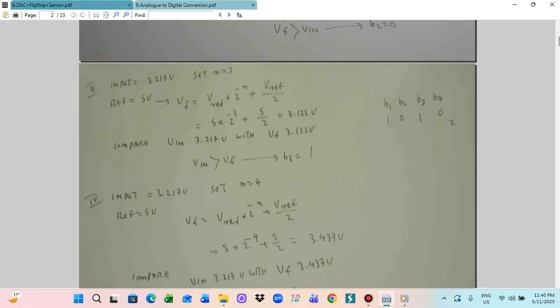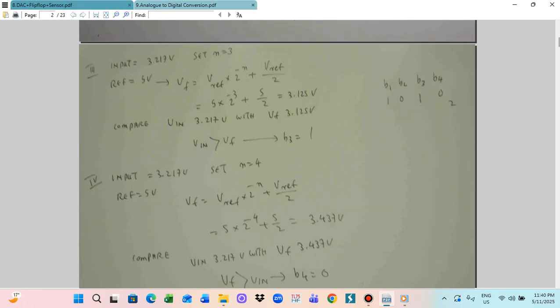So we set n equal to 3. So Vs is equal to V reference multiplied by 2 power minus n plus V reference divided by 2. So that we calculate the reference voltage. So the reference voltage is 5 volt multiplied by 2 power minus 3 plus 5 divided by 2. By solving this, you get the Vs as 3.125 volt.